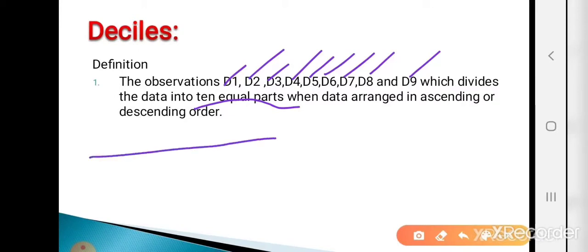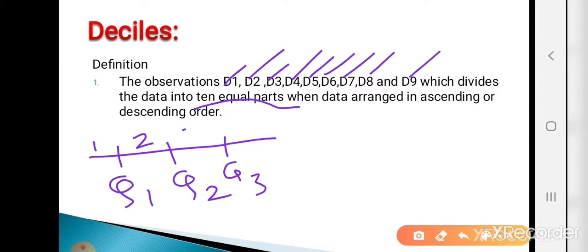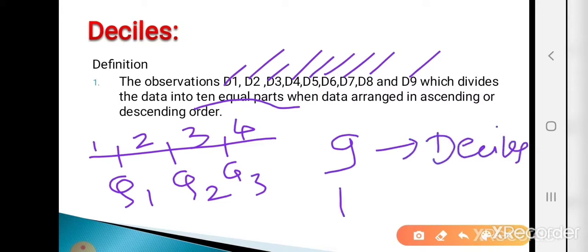In the last lecture, we already learned the term quartiles. What are quartiles? There are three quartiles Q1, Q2, Q3 which divide the data into 4 equal parts. Similarly, the 9 deciles divide the data into how many equal parts? 10 equal parts. But we need to arrange the data in ascending or descending order to find the values of deciles.